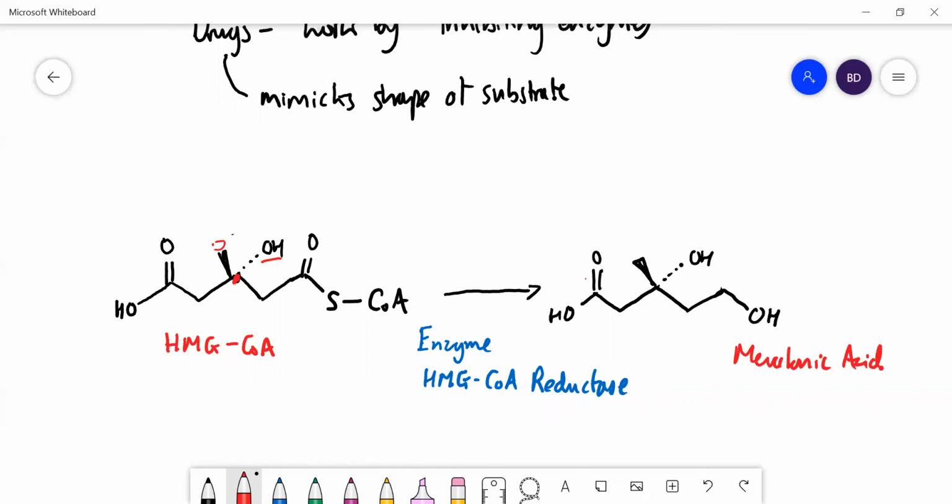Hydroxymethylglutaryl CoA. Don't worry too much about what that is. CoA is an enzyme cofactor. What I would say is that if you look at this group here, it's very like an ester. The only difference is you've got a sulfur atom in there instead of an oxygen atom.